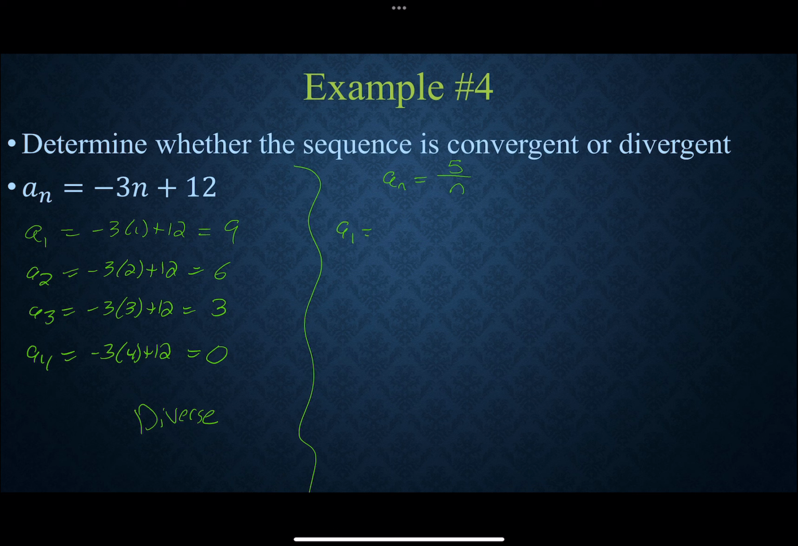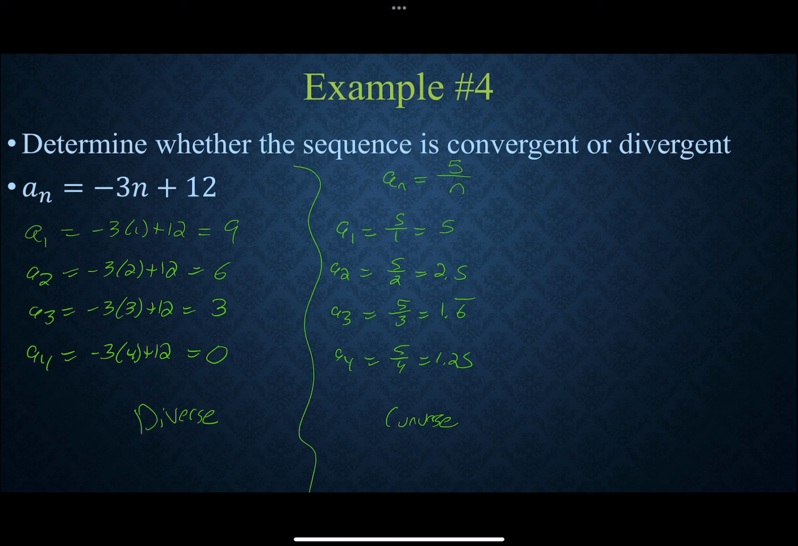So here we have a1 equals 5 over 1, which is 5. a2 would be 5 over 2, which is 2.5. a3 would be 5 over 3, which is 1.6 repeating. a4 would be 5 over 4, which is 1.25. So you can see the numbers are getting smaller and smaller, but they're also getting closer and closer together. Each new change, the difference between them is going to be getting smaller. So this will converge.